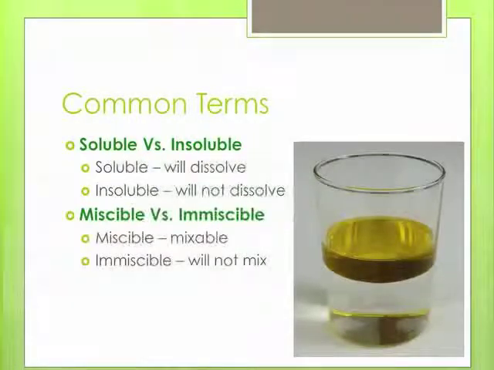Another pair of terms is miscible versus immiscible. Miscible means mixable, they will mix. And immiscible means they will not mix. So these terms mean very close to the same thing, but miscible and immiscible are typically used when talking about liquids. So your juice concentrate and your water are miscible, and oil and water are immiscible. They will not mix.